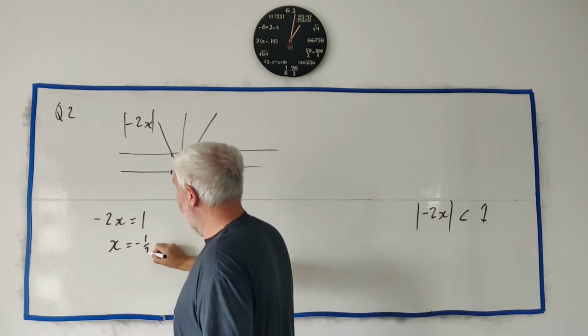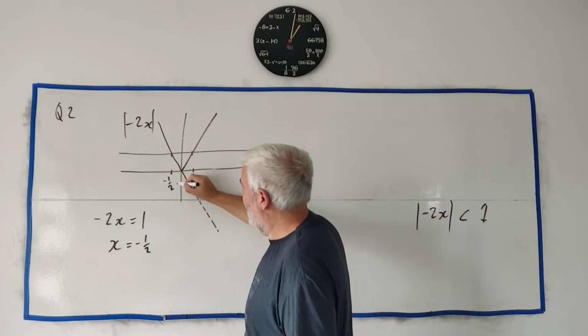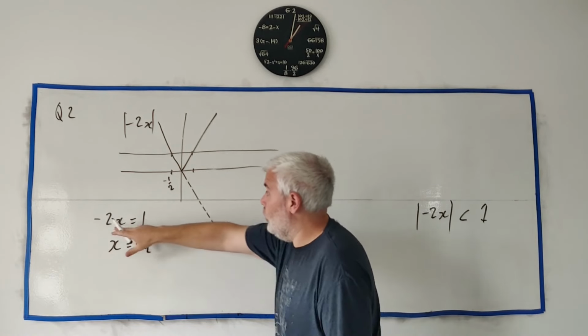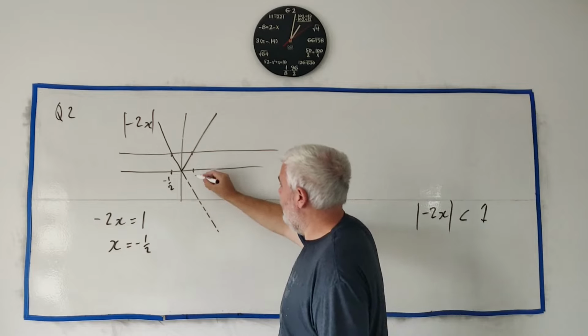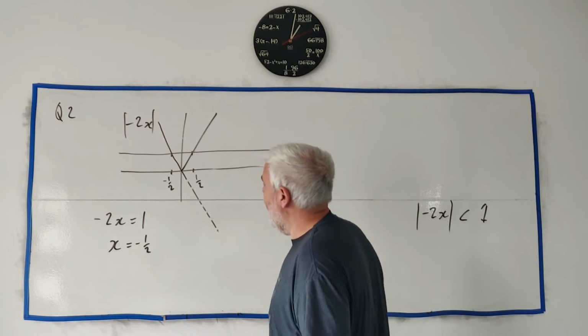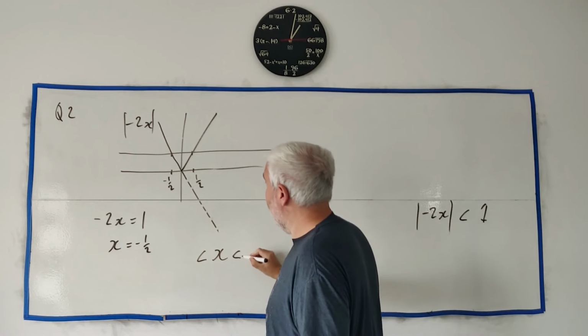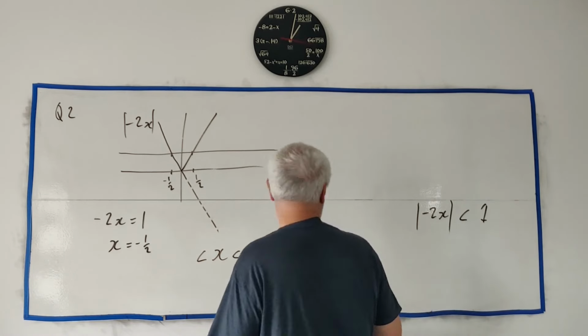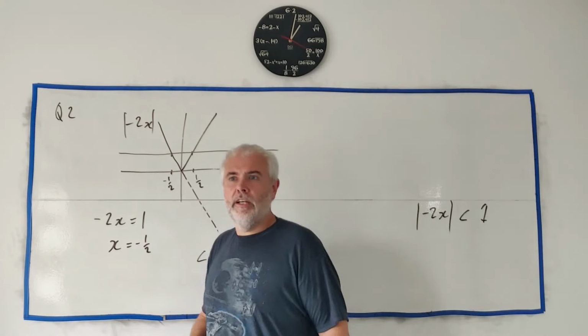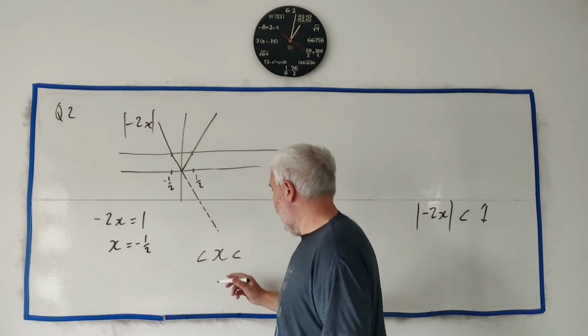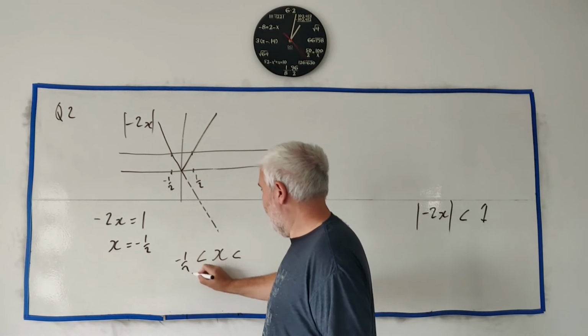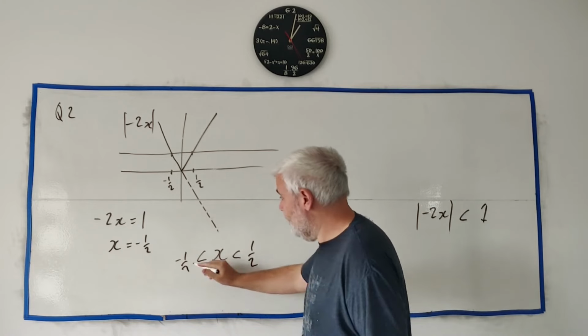That happens at x equals minus a half. So that's minus a half. Do the same thing with plus 2x, and you'll get a half over here. Either way, the answer is when x is between these two numbers. Is it greater than or equal to? Let me look. No, greater than. Between these two numbers, minus a half and a half.